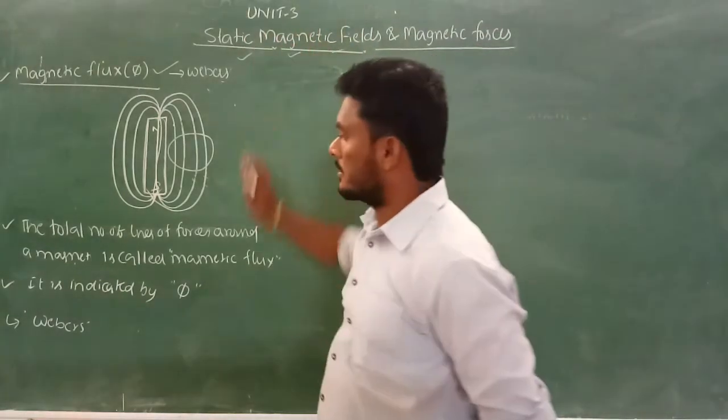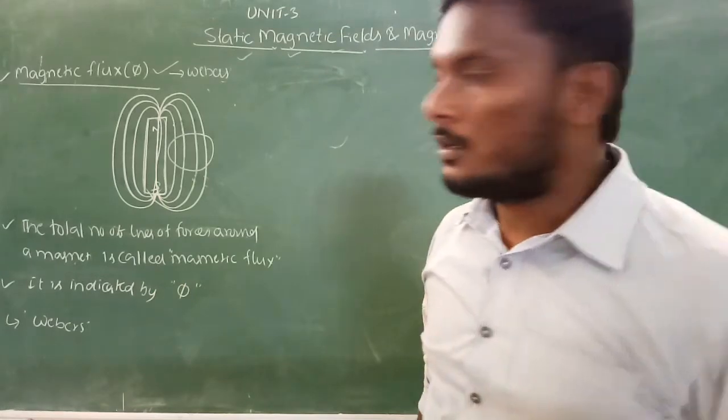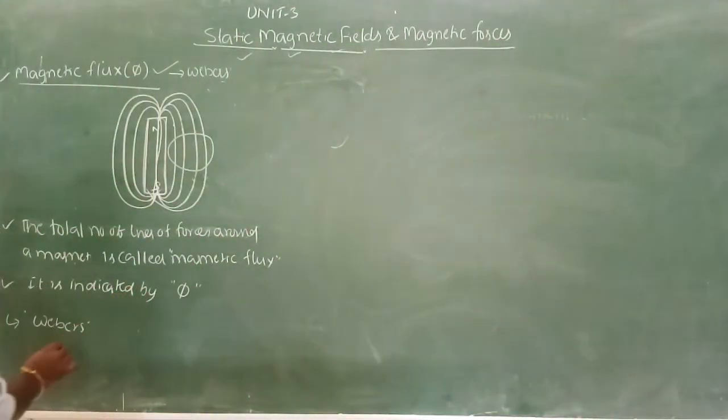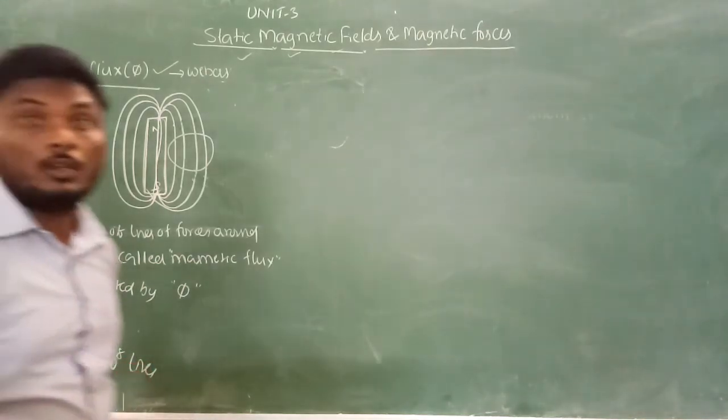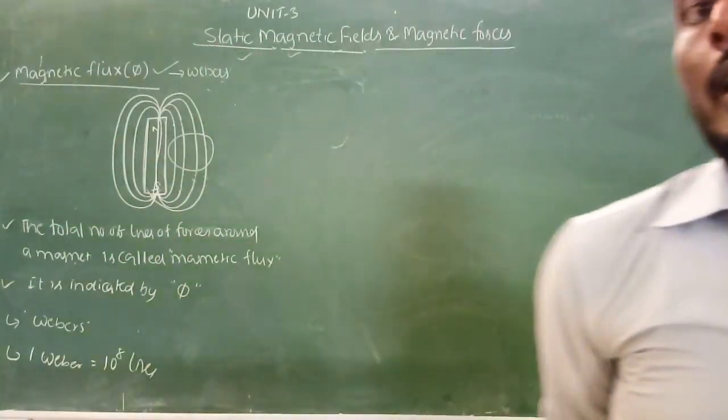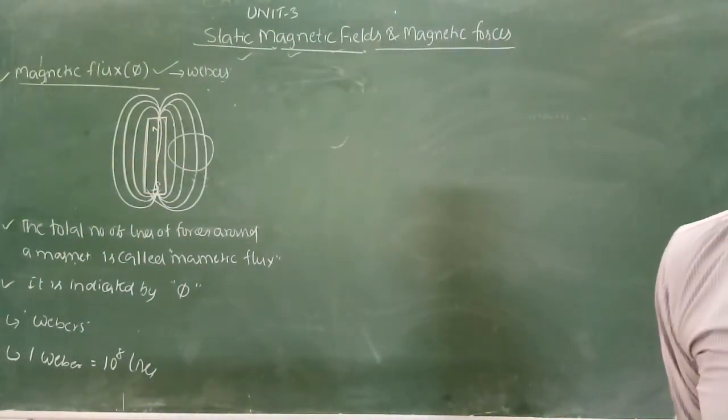Next, 1 Weber means how many magnetic lines of force? 1 Weber is equal to 10 to the power of 8 lines. Imagine 10 to the power of 8 lines. 8 means it is a very big number.